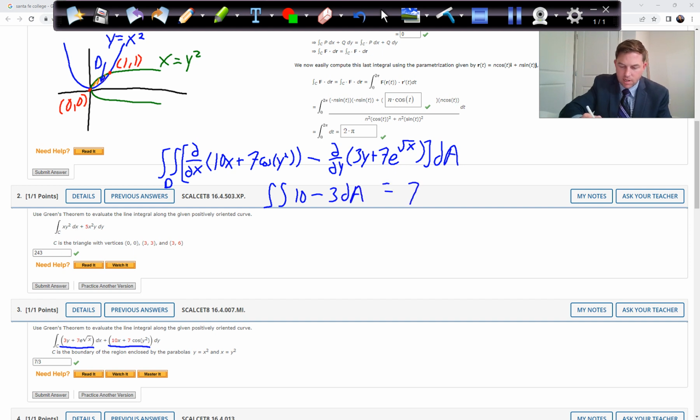This is going to be 7 times the double integral of dA, which we're going to write as dx dy, but we've got to decide which one we should have first. So it turns out, you can go either way here, but the way I did it was I solved for x. So I said x equals y squared is on top, and x equals square root of y is on the bottom.